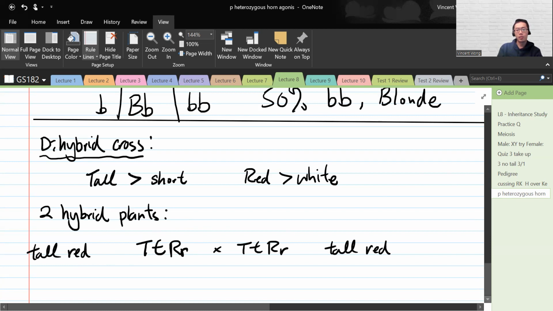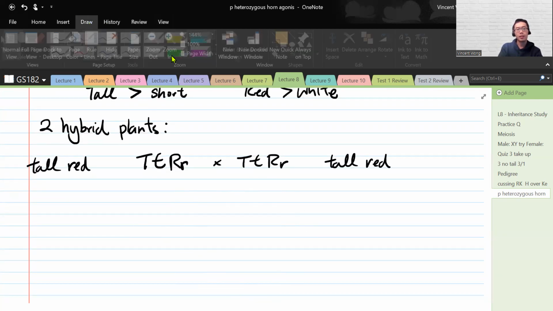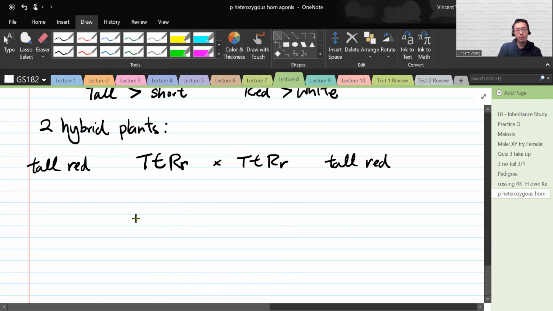Okay. So we want to know what is going on here. Now you want to copy this down. This is a very important chart that we're going to make, right? So let's see what kind of gametes we will be able to produce. Okay.